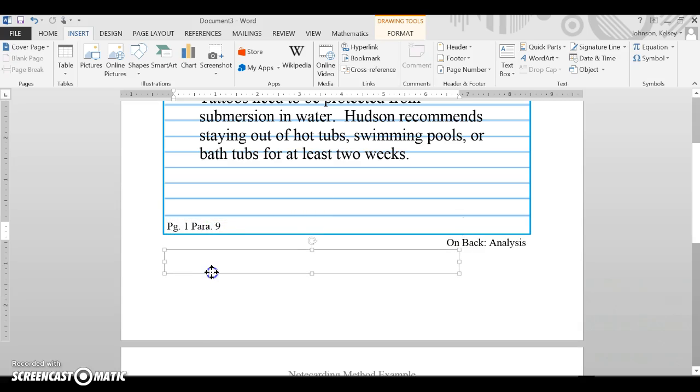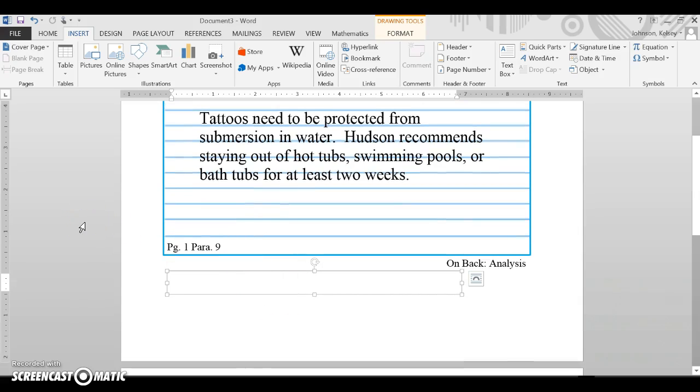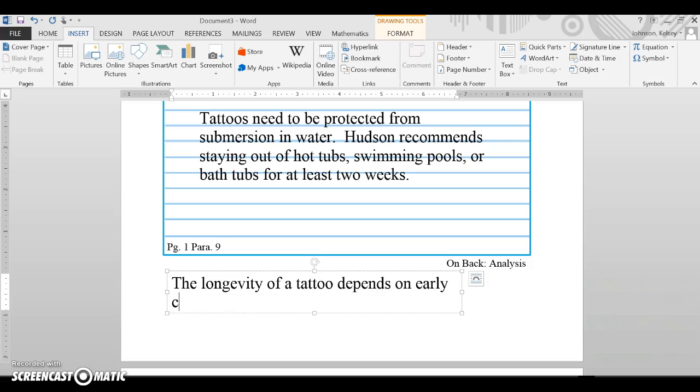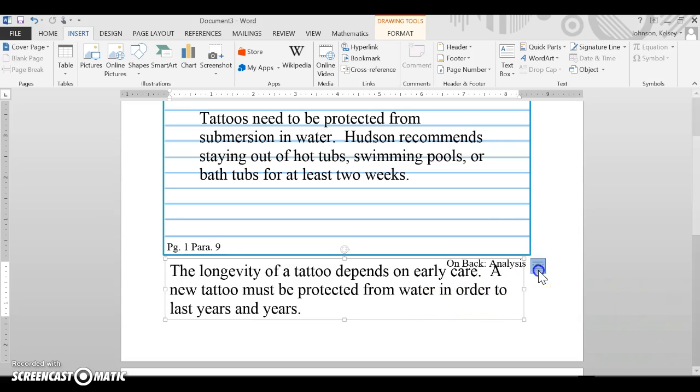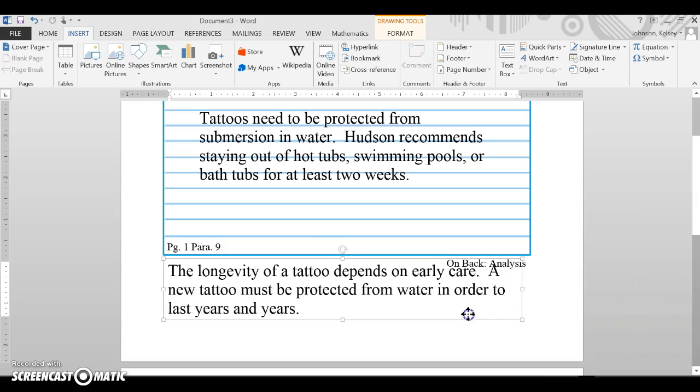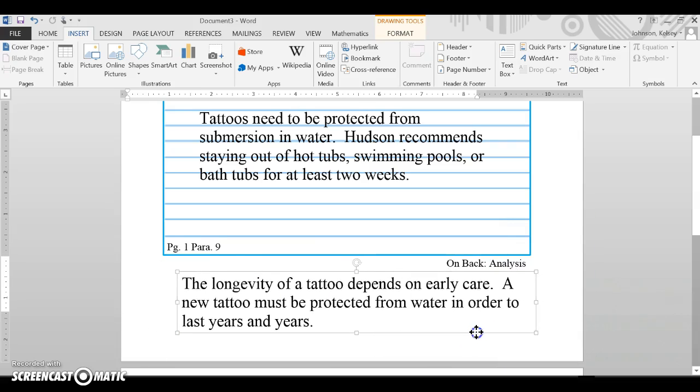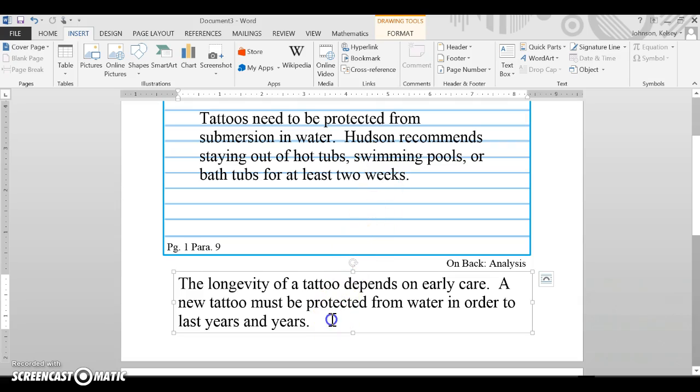So my analysis, remember, is why is that important information? Why did we need to care about that? So on the back of my note card, I would write the answer to why it is important. Why it's important that we keep our tattoos from being submerged in water. And here's what I came up with.